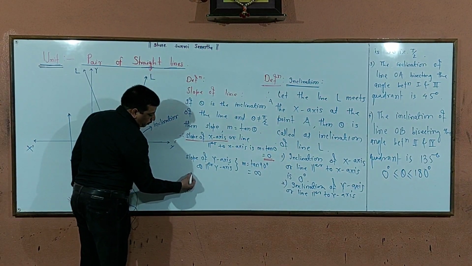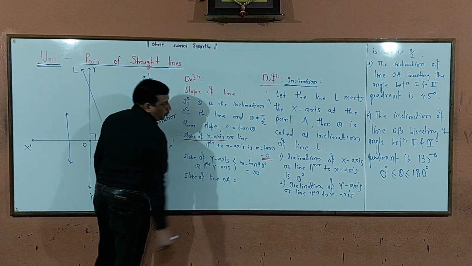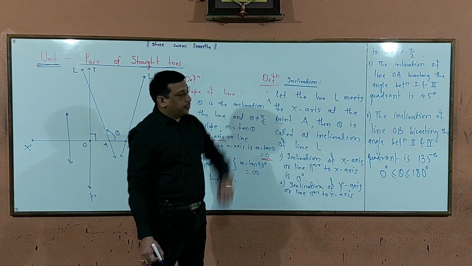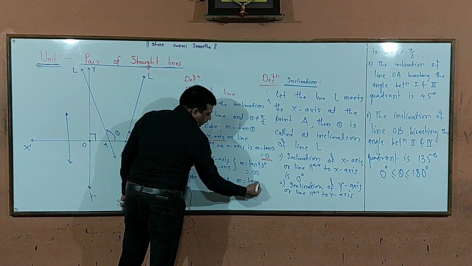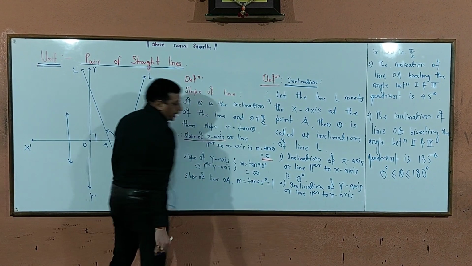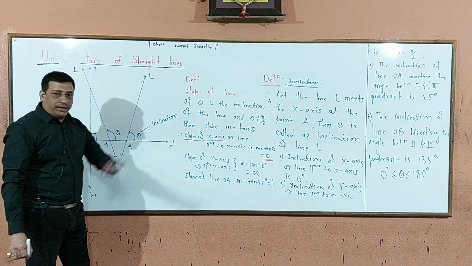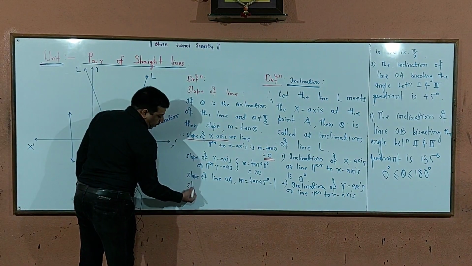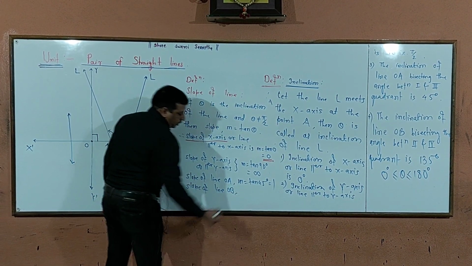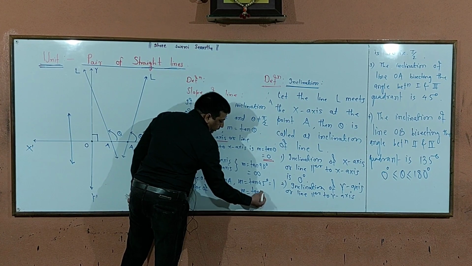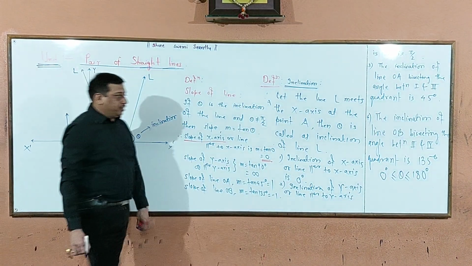Then the slope of line OA. Here the inclination of line OA is 45 degree. So the slope of line OA, m is equal to tan 45 degree, that is equal to 1. And the slope of line OB, m is equal to tan 135 degree, that is equal to minus 1.